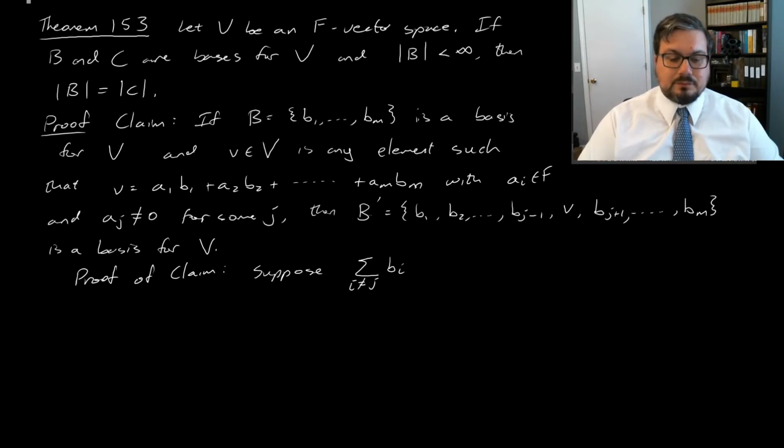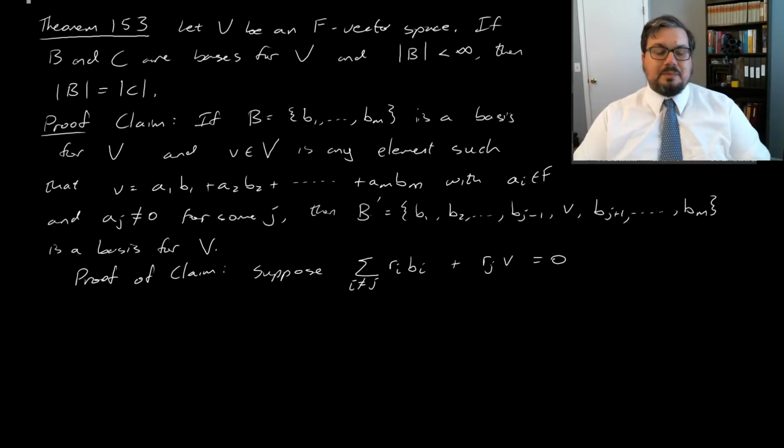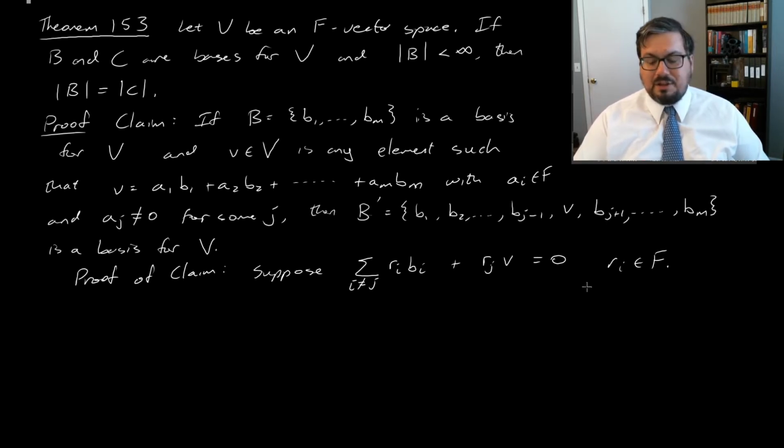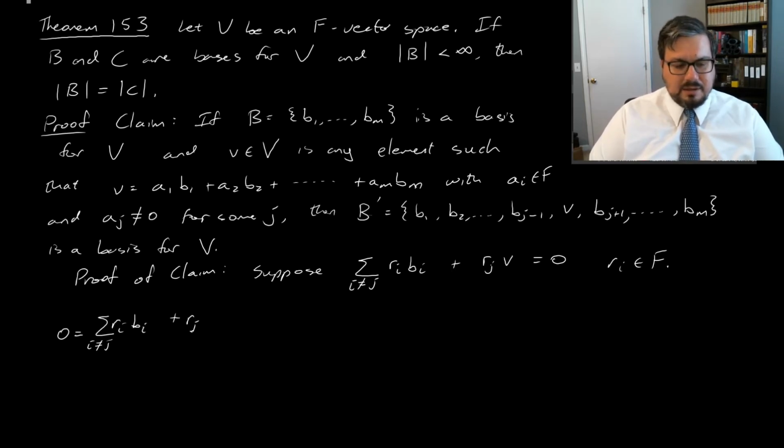So the elements of B prime look like a whole bunch of Bi's for i's not equal to j, and V. So let's suppose that we've got a sum of a bunch of Ri Bi, where these Ri's come from F, and let's suppose that we got a linear combination of elements of B prime which equal 0. So we have that 0 is equal to, as we had before, the sum of Ri Bi for i not equal to j plus Rj times V.